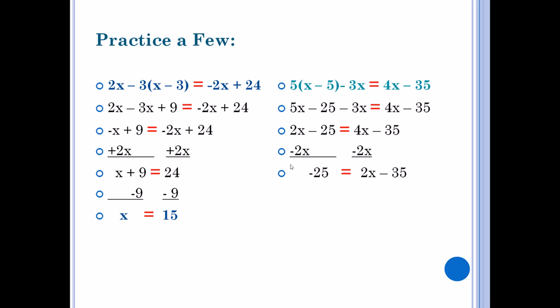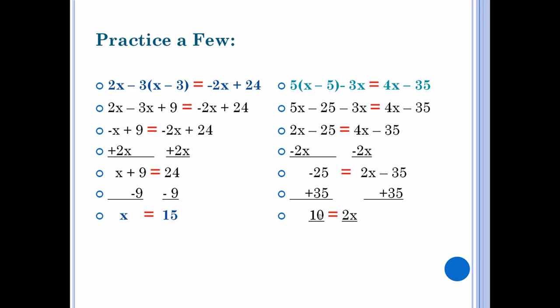Okay, so I have a 2x here. I don't have any more x's, so let's go ahead and I'm going to move my 35, my negative 35 to over here with the negative 25. And the opposite of subtracting 35 is to add 35 to both sides of the equal sign. And negative 25 plus 35 is 10. And I drop down my 2x.